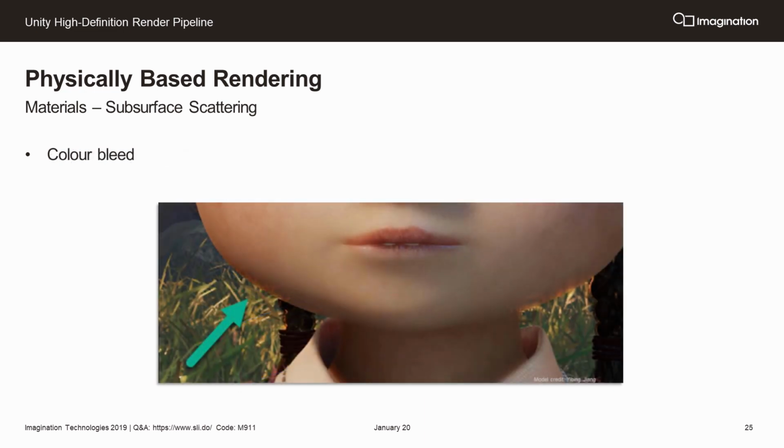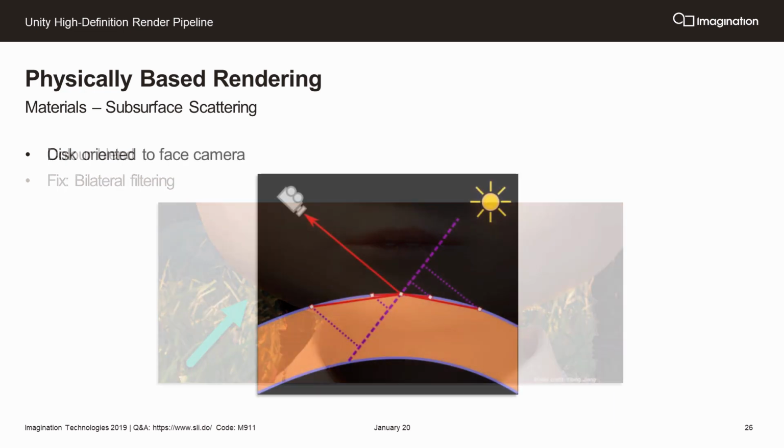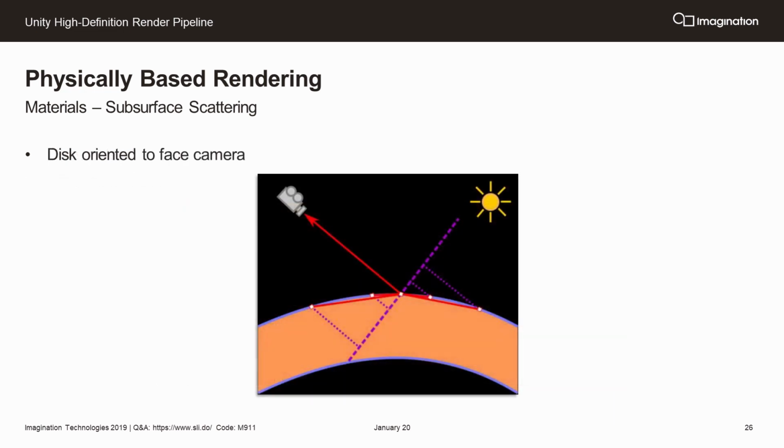However, this could result in color bleeding because in certain cases, these projected sample positions could belong to the background. Now, to solve this, they use bilateral filtering for the convolution, which takes depth into account. So the disk used for this projection is oriented to face the camera. However, this is not optimal as the distance between the sample positions changes depending on the angle.